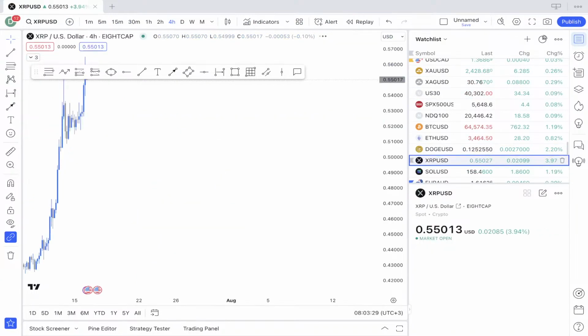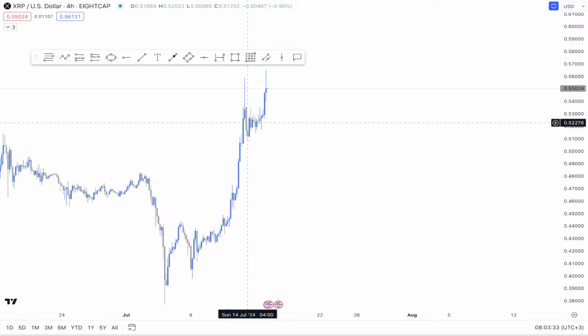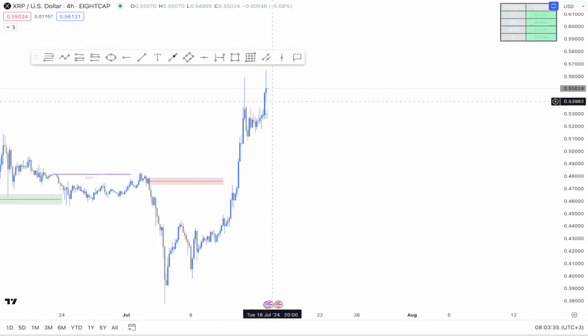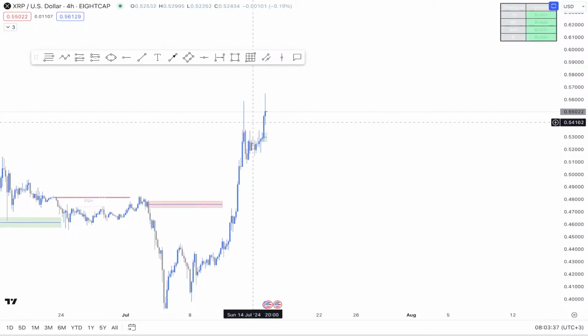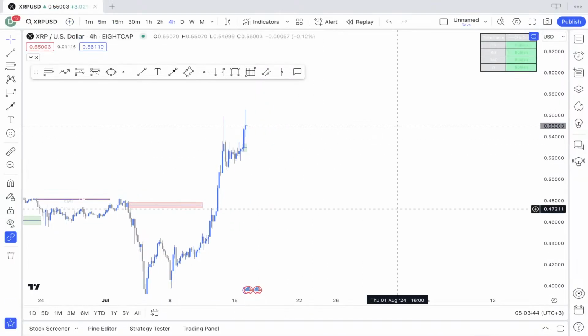On XRP, right here, things were pretty choppy in the weekend and now they look bullish, but I cannot really identify a valid bullish range here. Okay, I'm sure y'all can see what I mean as well. Hence why, once again, we just keep it super simple and straight to the point and move on.